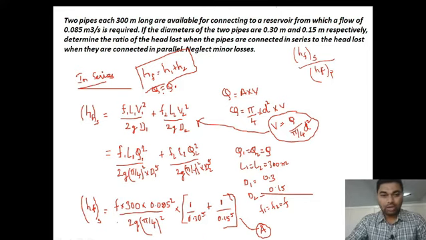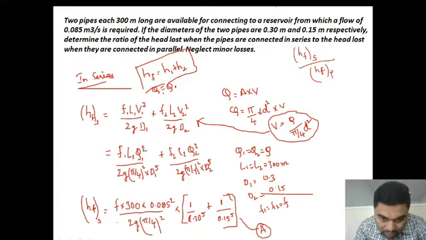Okay. Now let us see what all things happen. This was all about pipes in series. We have found out the head loss in series. Once again, this is 0.30 to the power of 5 plus 0.15 to the power of 5, F into, this is the head loss in series.